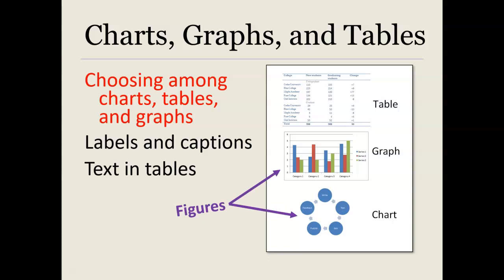Generically speaking, graphs and charts can be lumped together in the category of quote-unquote figures. Tables and figures are different things. So when we start talking about labeling these, tables always get their own labels. Figures can be graphs, charts, or pretty much anything that is not a table.